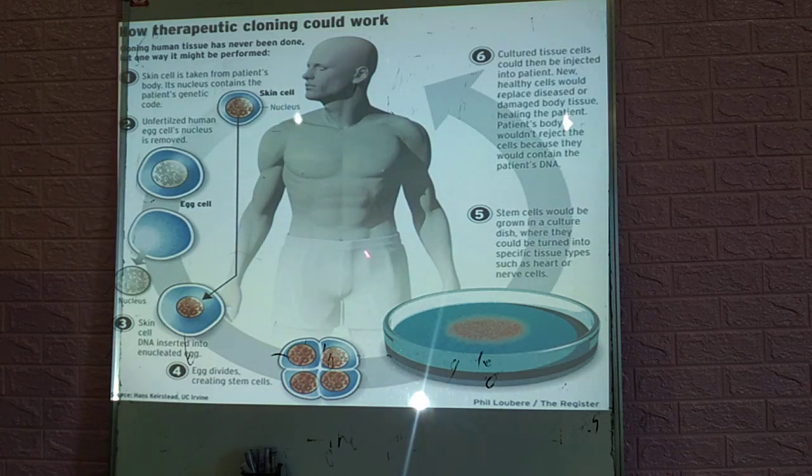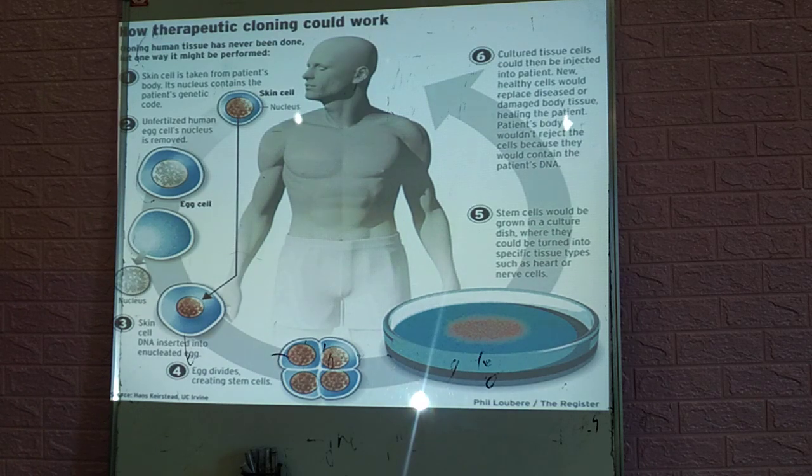So what happens here, you're going to make use of the unfertilized egg cell's nucleus. You're going to get that nucleus first, so you enucleate it first. So we now have here the nucleus coming from the egg cell, and of course the nucleus coming from the skin.